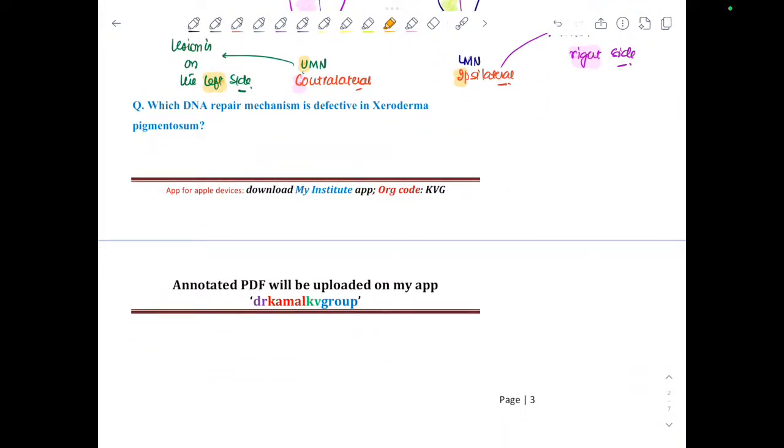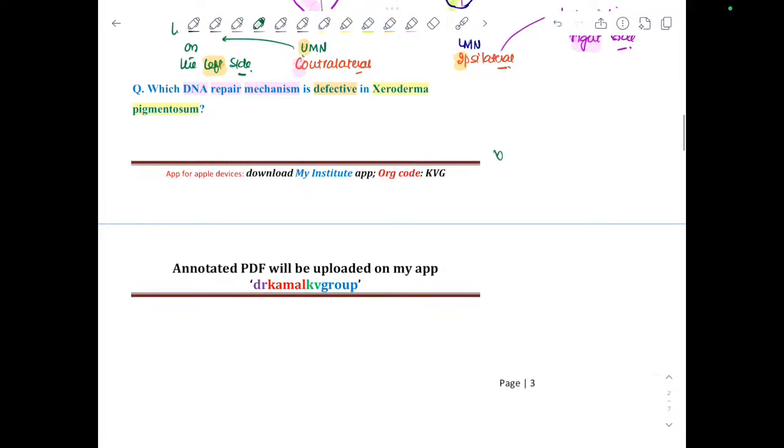Chalo, next question. What is the DNA repair mechanism defect in xeroderma pigmentosa? So if we write xeroderma, as the name suggests, there is some problem with the skin. Xeroderma pigmentosa or pigmentosum.